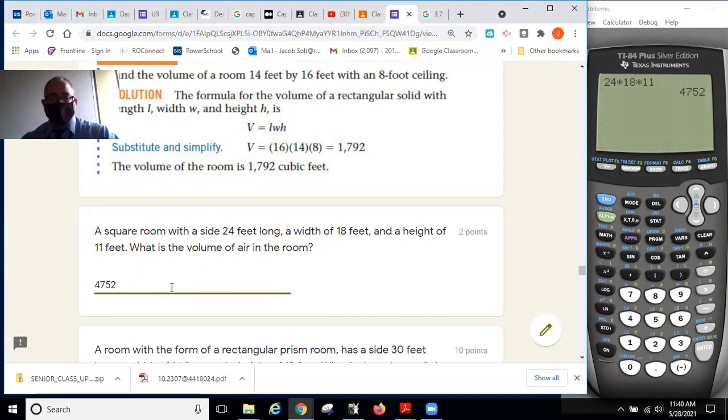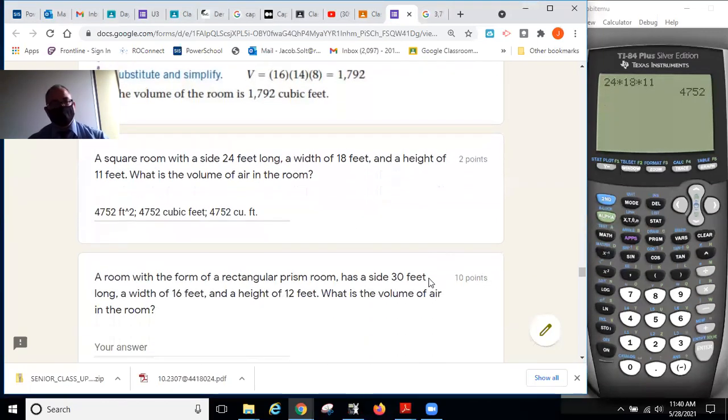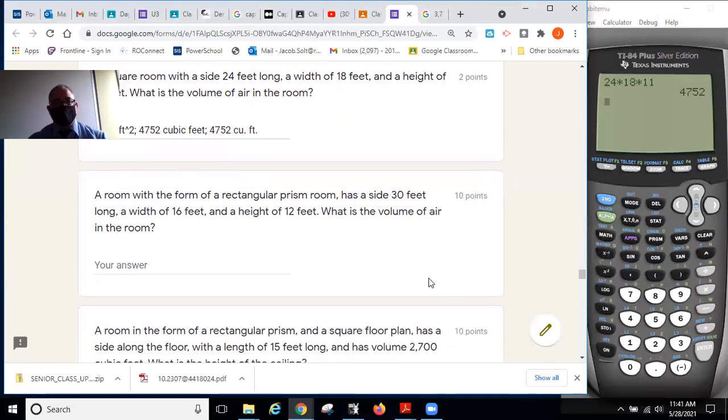4,752. And I could say FT caret 3. That's the way I like to do it myself. You can do it other ways, right? I showed you some other ways you can do it. 4,752. You can do cubic feet. You can write it out. You can do 4,752 and something like cubic. 3 different ways. Okay, next one.